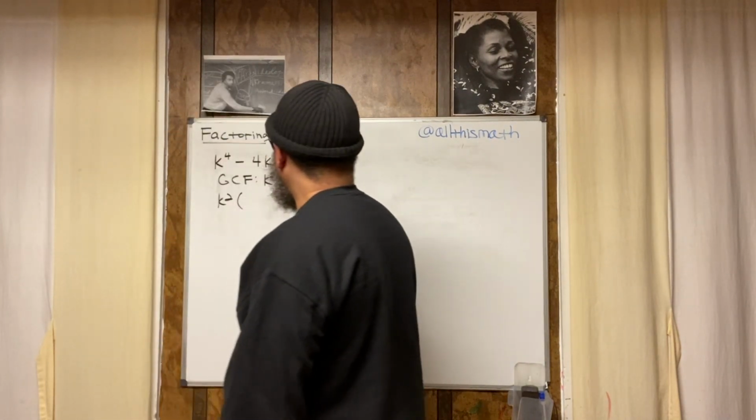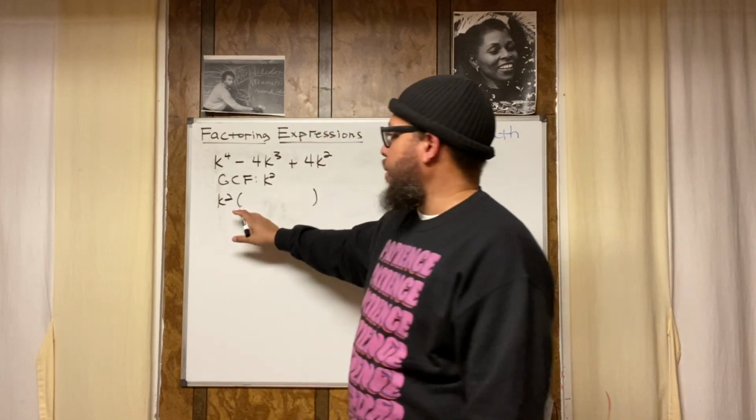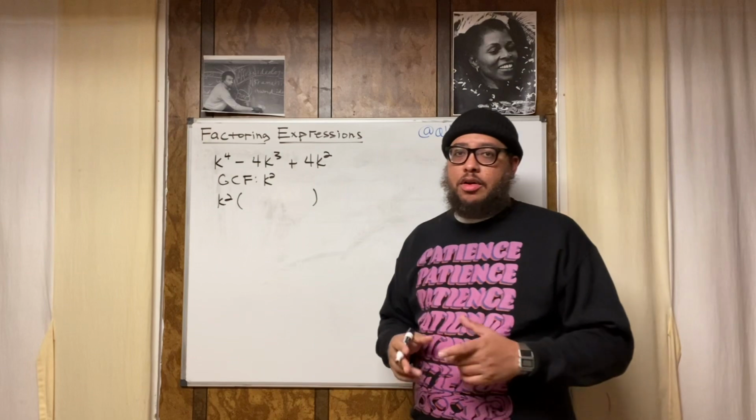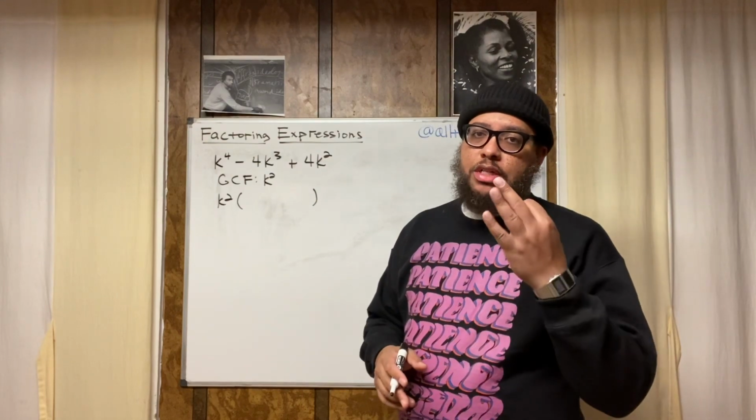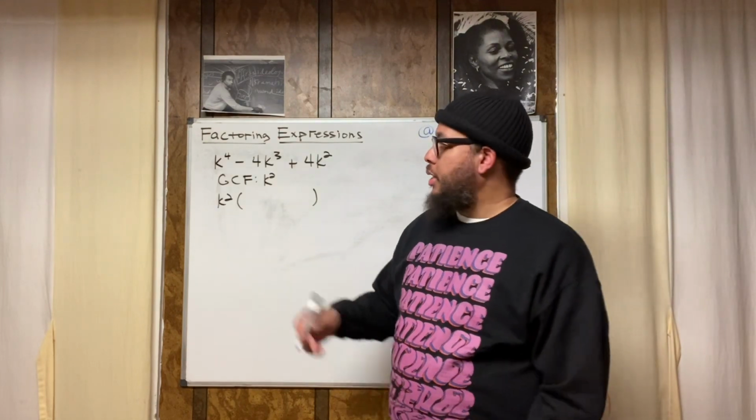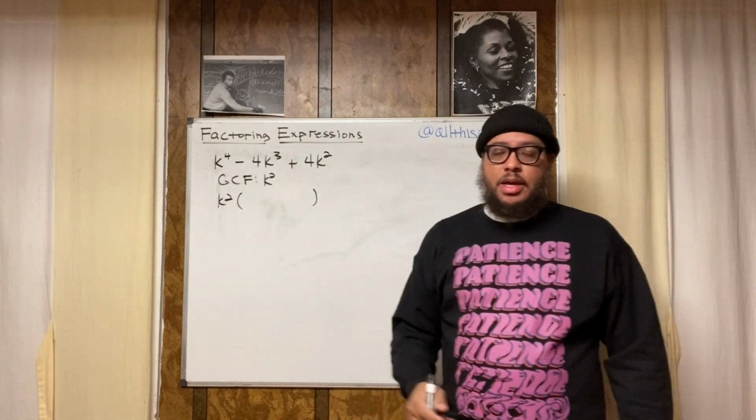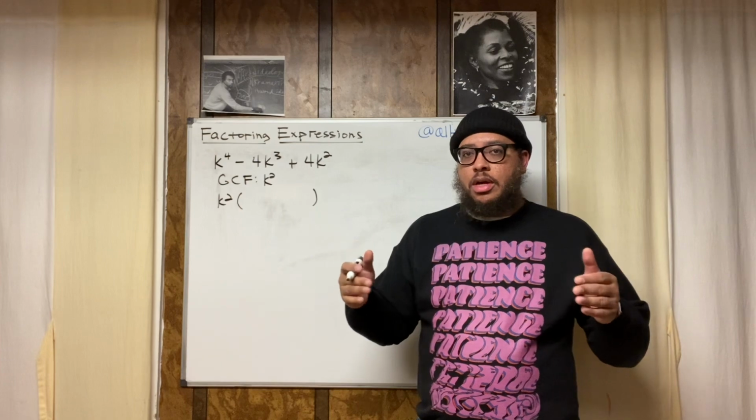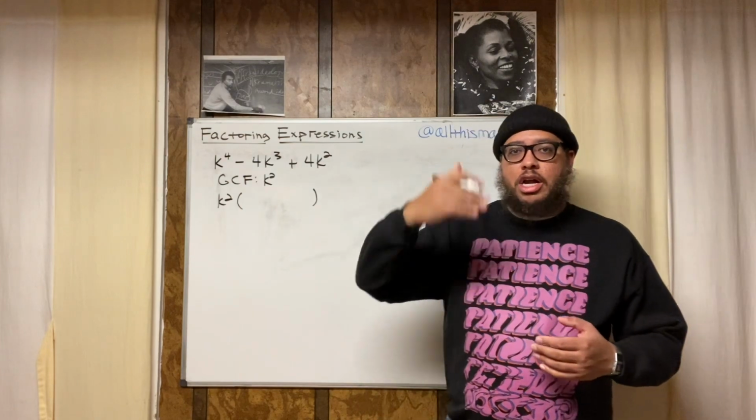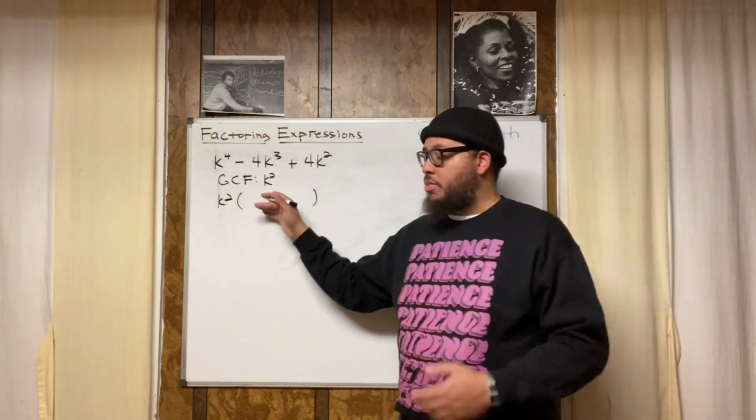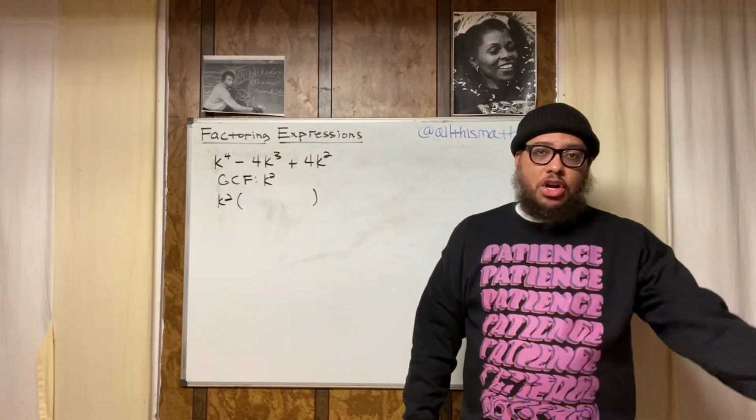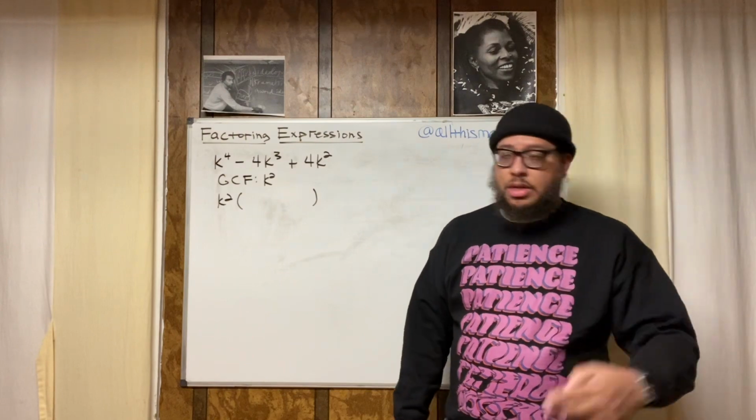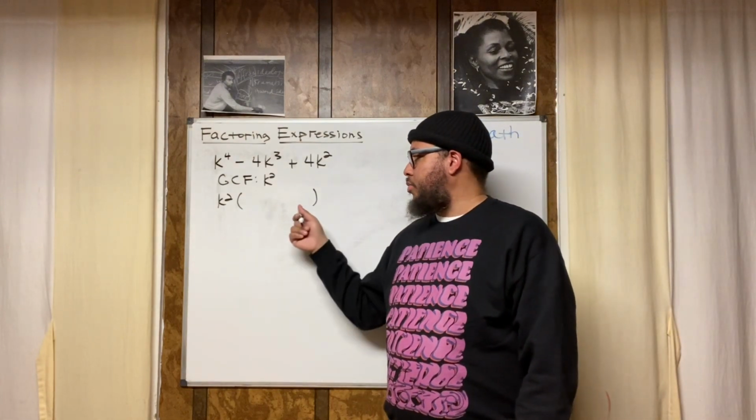Then you're going to write a set of open parentheses. Now, you might be wondering, well, how wide should the parentheses be? The parentheses should be wide enough to fit 3 terms in it. Why 3 terms? Because I started out with 3 terms. If I started out with 4 terms, then my parentheses should be wide enough to fit 4 terms, because if I start out with 4 terms, I'm going to end up with 4 terms in the parentheses. If I start out with 3 terms, I'm going to end up with 3 terms inside the parentheses. If I start out with 2 terms, I'm going to end up with 2 terms inside the parentheses.